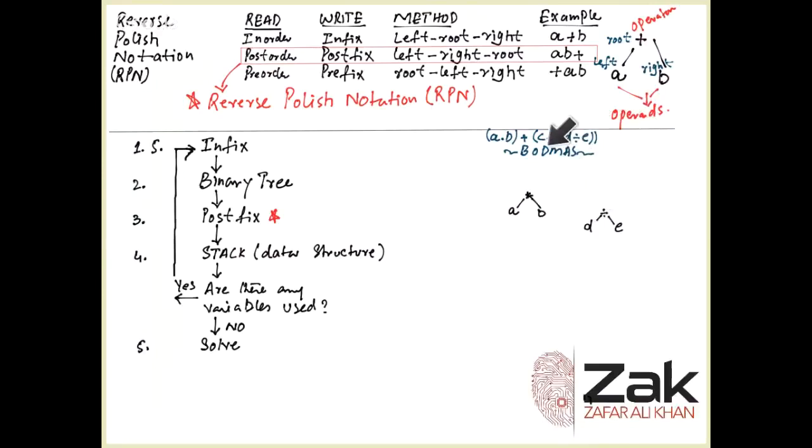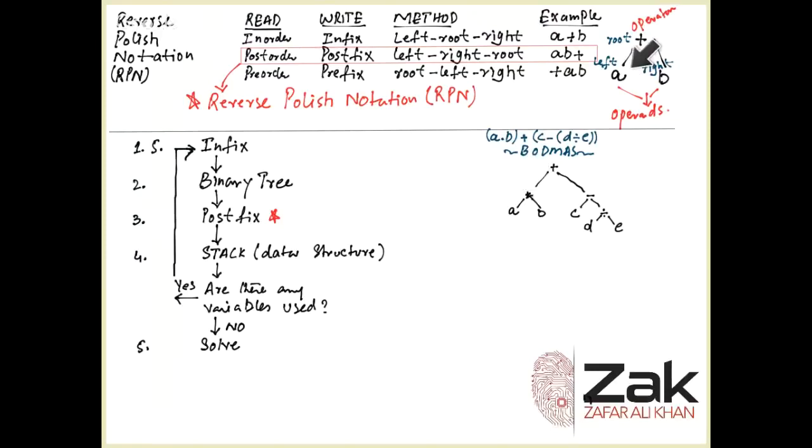Now its result will be subtracted from C. Why is C on the left? Because C is on the left in the original equation. If C would be on the right, I would go this way. Understood? And now, this final result here and this final result here will be added together. This is the binary tree. So this is infix. This is the binary tree. Now we have to read it post order.